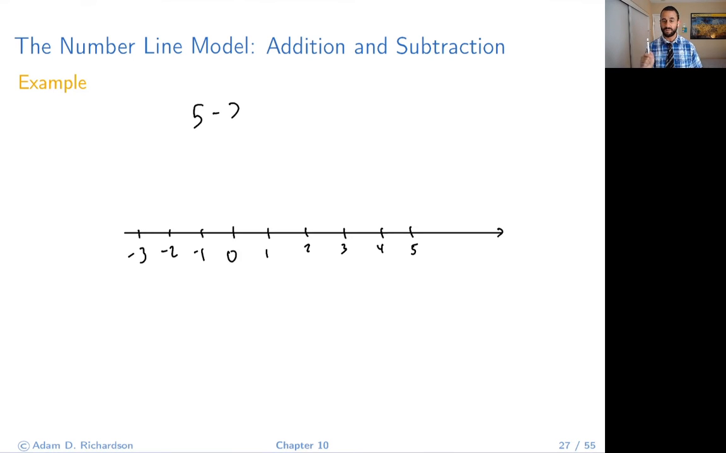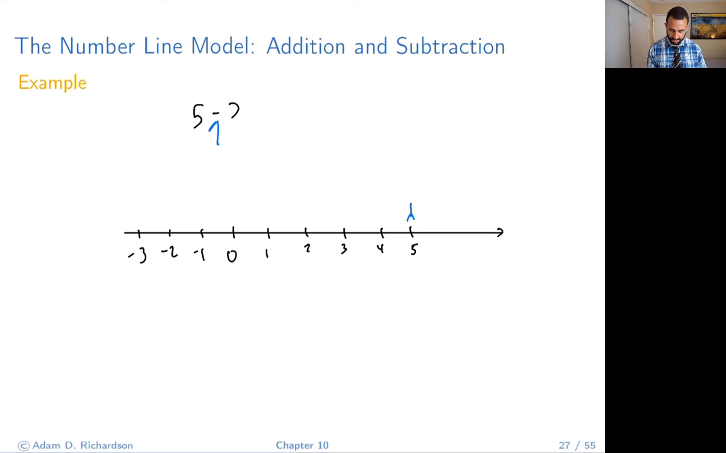Actually, this is one of those times where it's really great to have a number line on the floor of your classroom, just a number line that goes from like negative 10 to 10. It's really fun because you can have the kids stand on each number and then you can have them walk backward and forward. But I'll just draw a little figure here. We're going to start at 5.